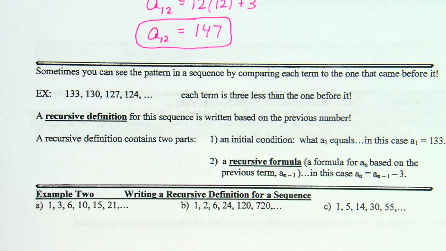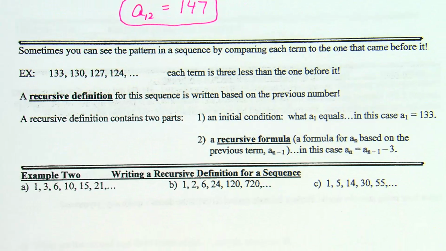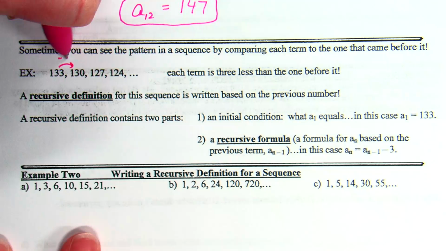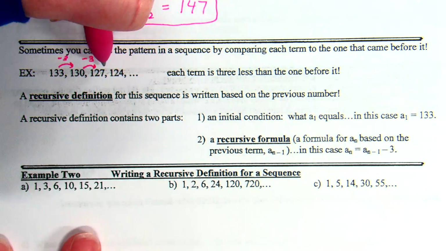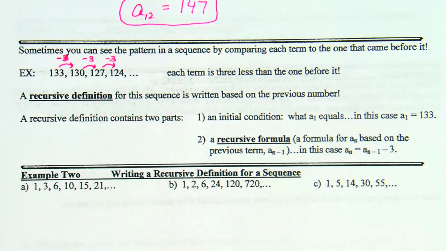Next part. Sometimes you can see the pattern in a sequence by comparing each term to the one that came before it. Okay, so now instead of talking about explicits, we're going to talk about a recursive definition. So the example you'll notice here, 133, 130, 127, 124. What's the pattern you see here? Most of us would probably say subtracting 3. Decreasing by 3, adding negative 3, however you want to express that.